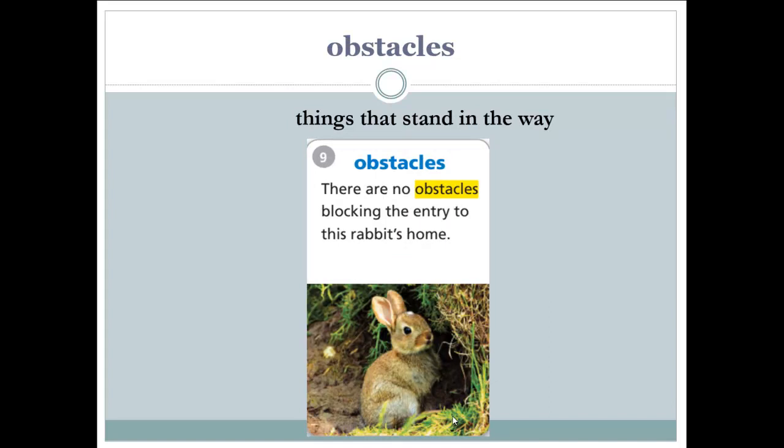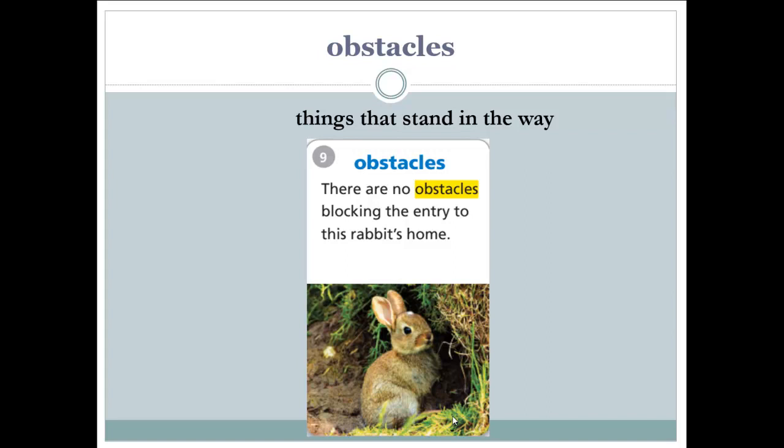Obstacles. Obstacles are things that stand in the way, things that prevent you from achieving something or doing something. So what do we call the things that stand in your way and prevent you from doing something or reaching a place? We call them obstacles. So there are no obstacles blocking the entry to the rabbit's home.